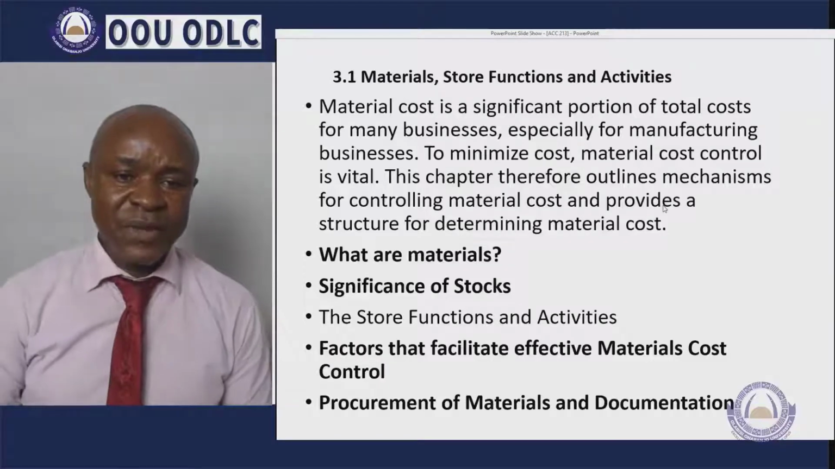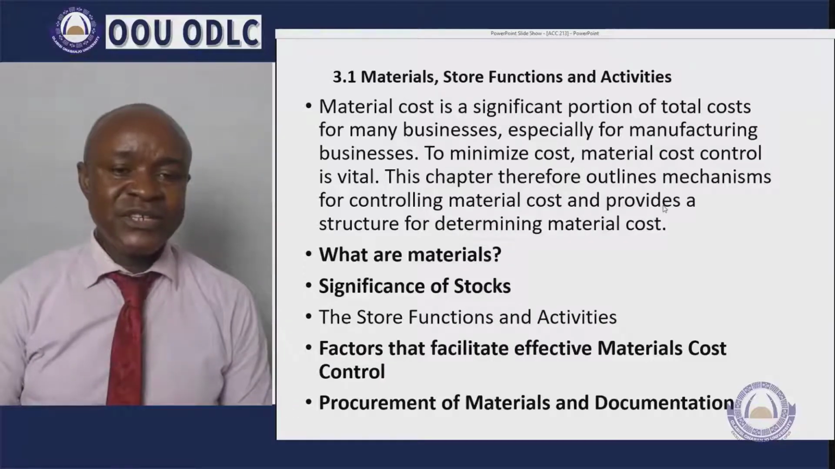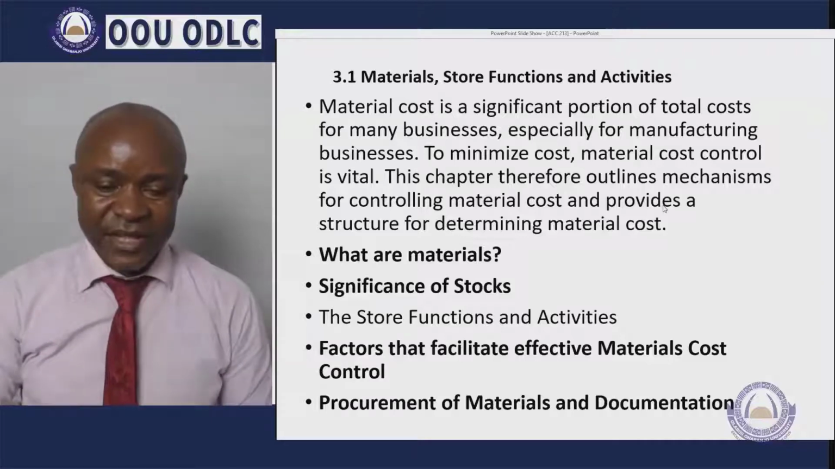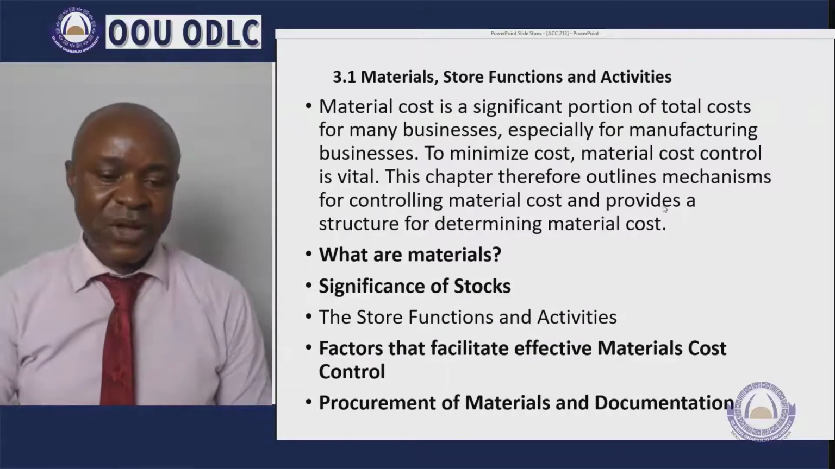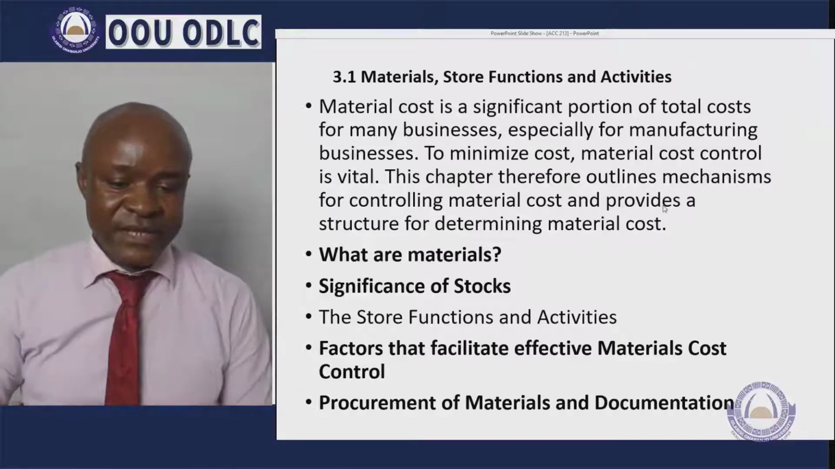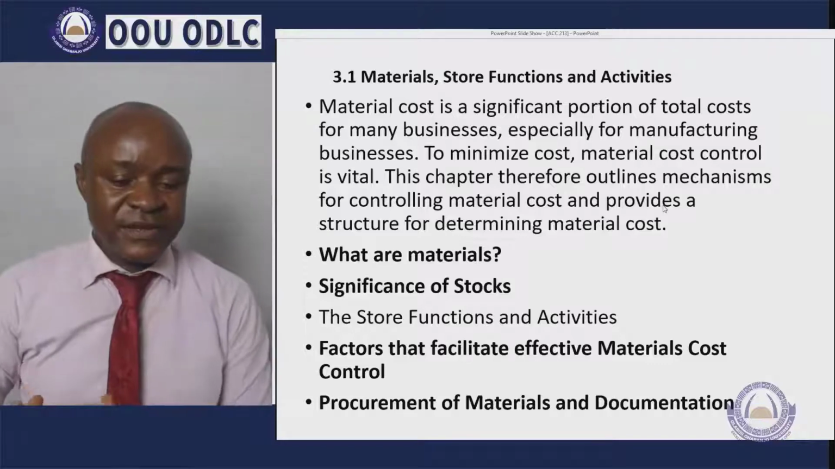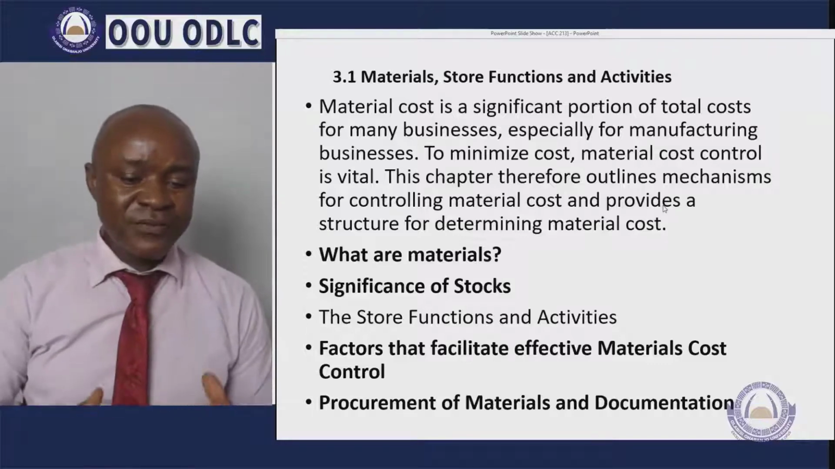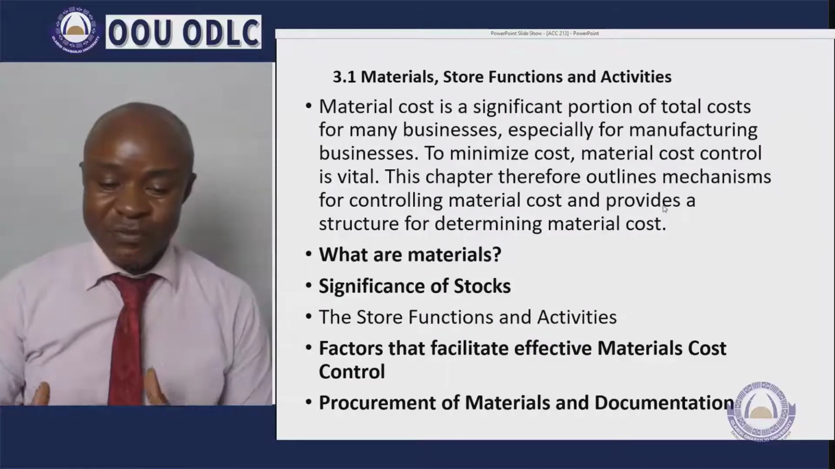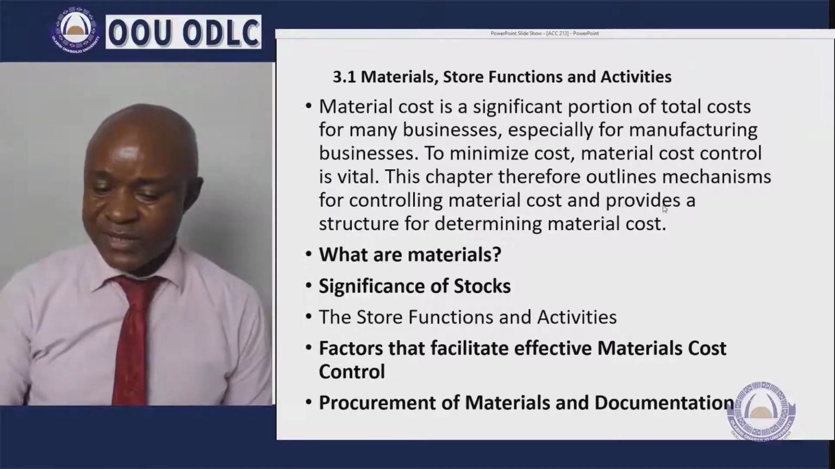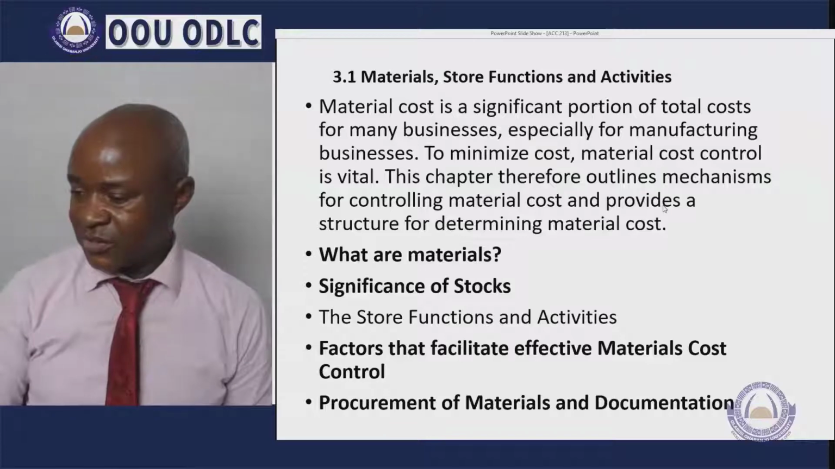Now let's look at procurement of materials and documentation. Recall that what we are doing here is that we are looking at issues of materials, store functions, and activities. That is what we are looking at in this subsection. And we have looked at what a material is. We have looked at what a store function and its activities are. We have also looked at factors that facilitate effective material cost control. So what we are looking at now is procurement of materials and documentation.